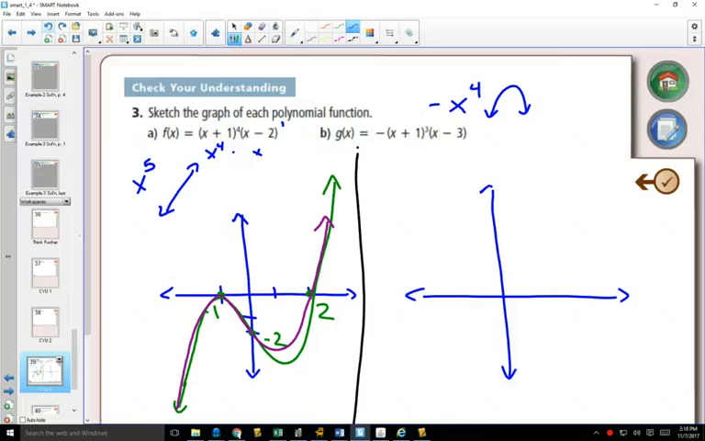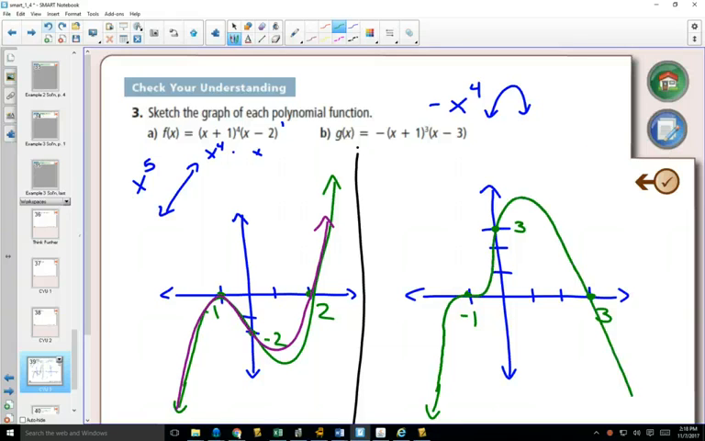If we plug in our x-intercepts, we have one at -1, one at 3. And when x is 0, plug in 0 for x, you will get positive 3 as your y-intercept. So our graph needs to start down here. It needs to end down there as well. What's going to happen at -1? Odd multiplicity, it's going to bend. And at 3, it's going to go straight through.